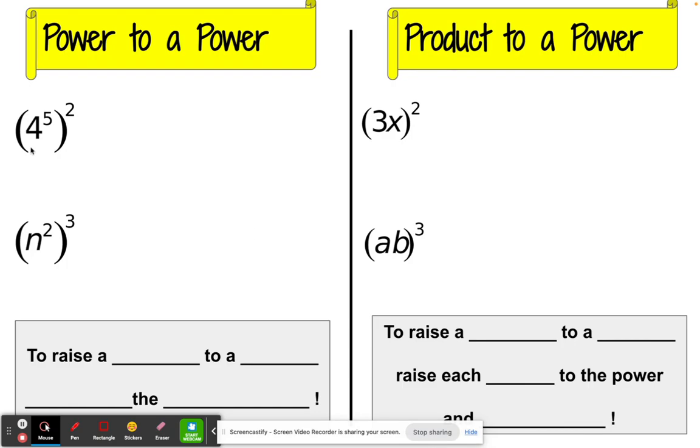So first, let's look at raising a power to a power. So I have 4 to the 5th power raised to the 2nd power. Well, that means 4 to the 5th power times 4 to the 5th power, because I'm raising 4 to the 5th power to the 2nd power. Here I have two exponents with the same base, so I would add my exponents. I would get 4 to the 10th power.